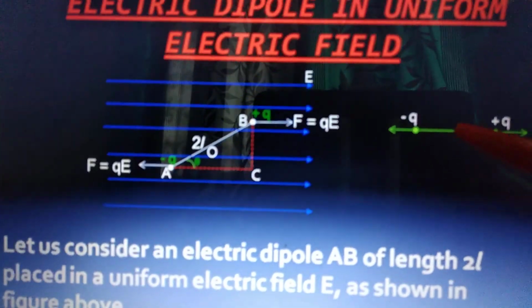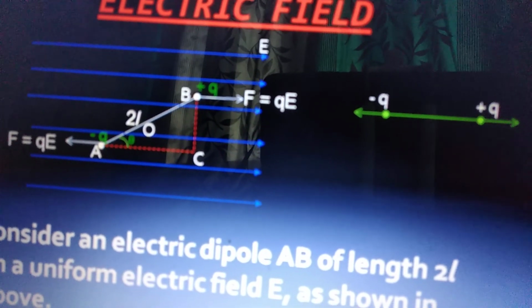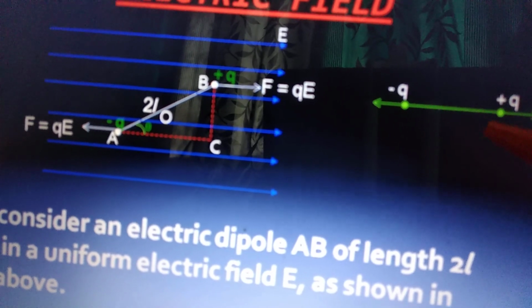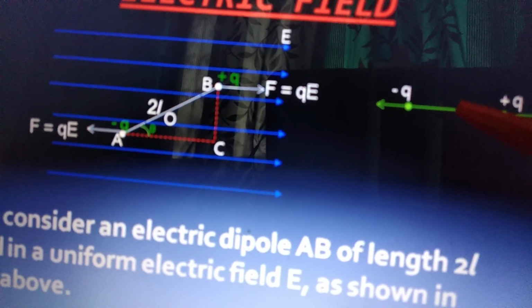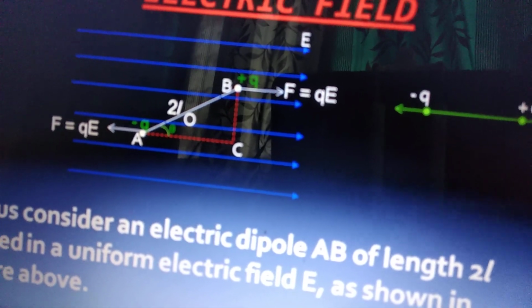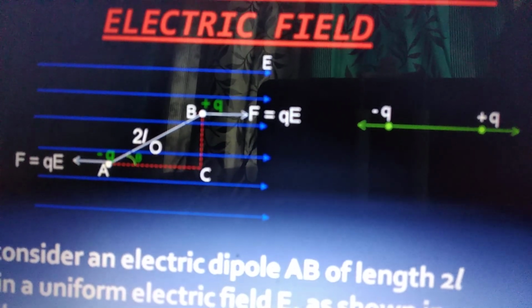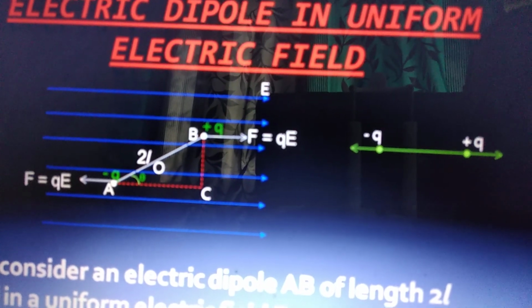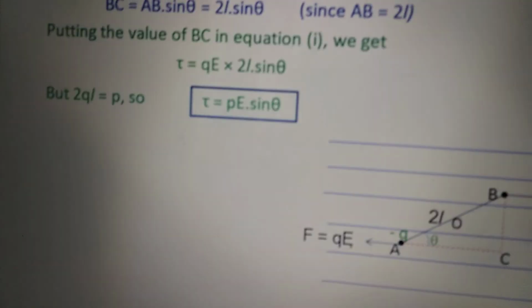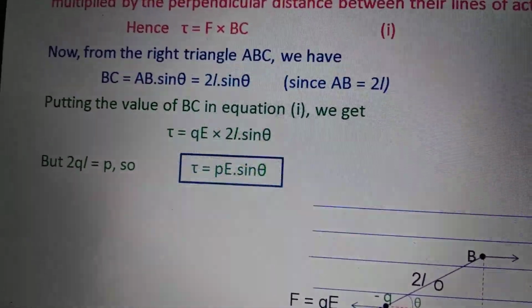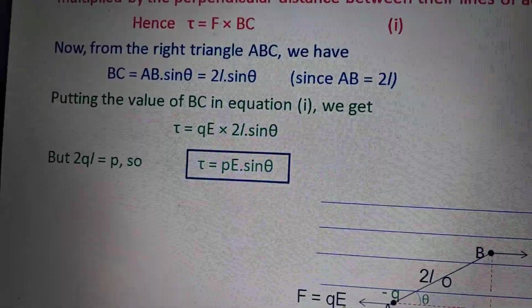so that the dipole orients itself parallel to the electric field as shown in the figure on right, and once it is in this state, the torque becomes zero and the dipole will experience no torque and therefore it will not rotate.